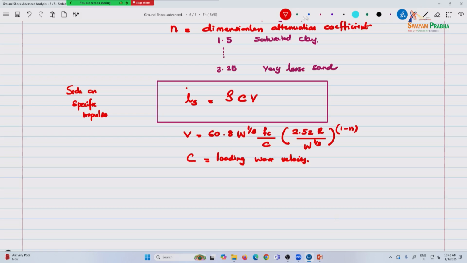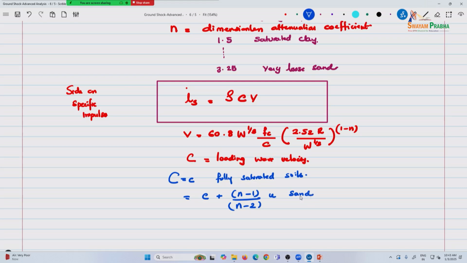There are further differences. C is equal to small c for fully saturated soils, and there are expressions, I will just mention it for completeness, C plus n minus 1 by n minus 2 U for sand, and 0.6 C plus n plus 1 by n plus 2 U for clays.